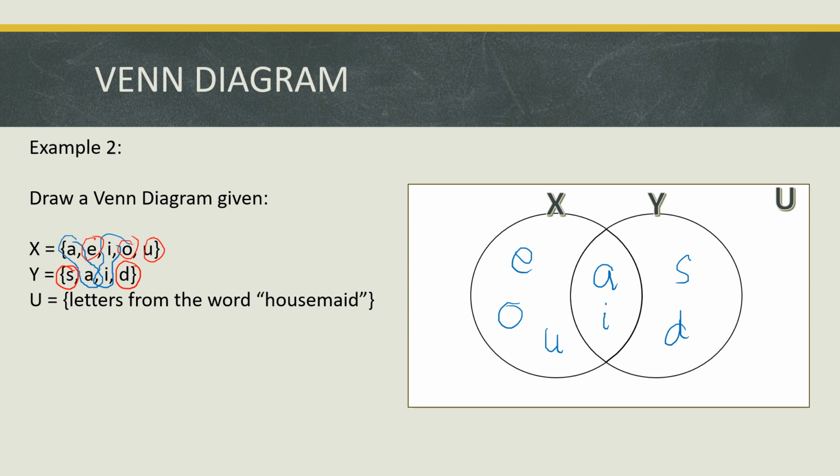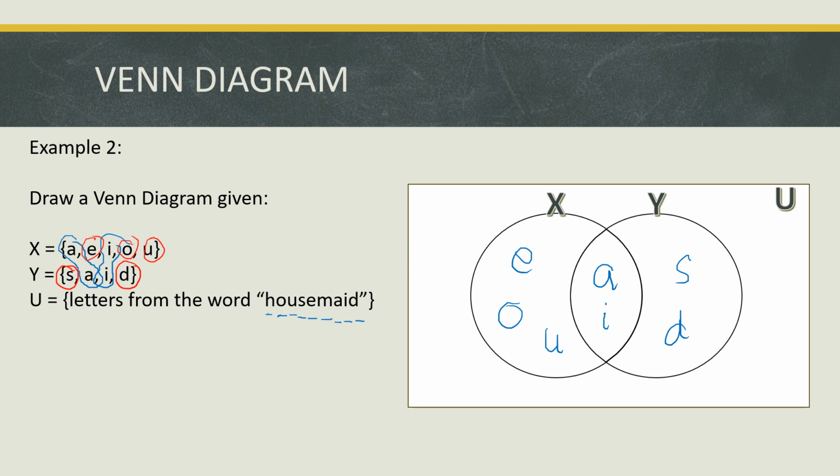But we have what we call the universal set. The universal set has the elements of the letters from the word housemaid. We have H, O, U, S, E, M, A, I, and D. Since the universal set includes all elements inside the Venn diagram, we will include all the elements on the circle X and all the elements on the circle Y. So let's start one by one.